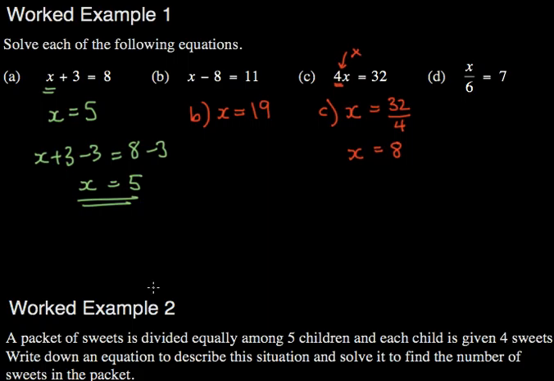Now in the final example, I've got a number that when I divide it by 6 is 7. So the number must have been bigger than 7. In fact, it was 6 times 7. And again, it's the same sort of thing. If I move the 6 to the other side, because it's a divided by 6 here, it would become a times by 6 on this side. So that means that it's going to be 7 times 6, which is 42.